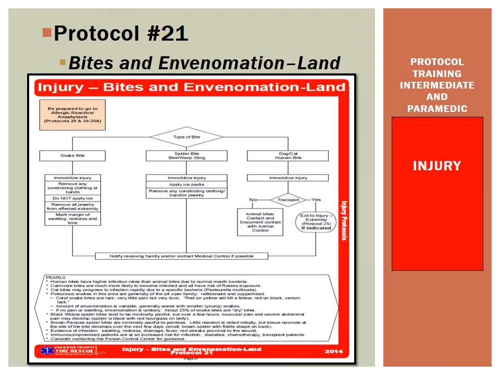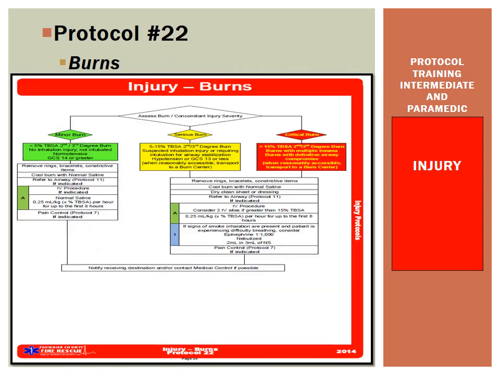Protocol 21 is our bites and envenomation on land protocol. It covers snake bites, spider bites, bees and wasps, dog, cat, and human bites, and no real change in your treatment from your current protocols. Protocol 22 is our burns protocol. It's broken down between minor burns, serious burns, and critical burns.